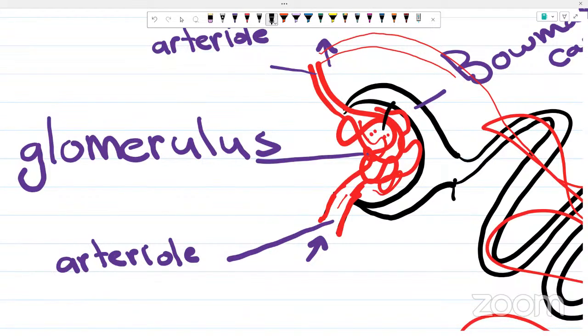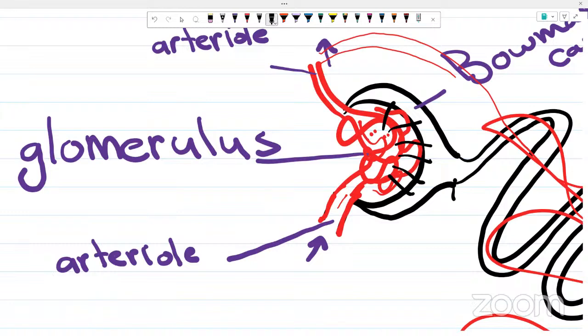Through this pore, some of the plasma fluid will leak outside. Plasma fluid will leak containing water, salts, urea, uric acid. Everything can pass except the large protein. They are too big to pass. White blood cells, red blood cells, platelets will not pass. That's why it's called filtration.